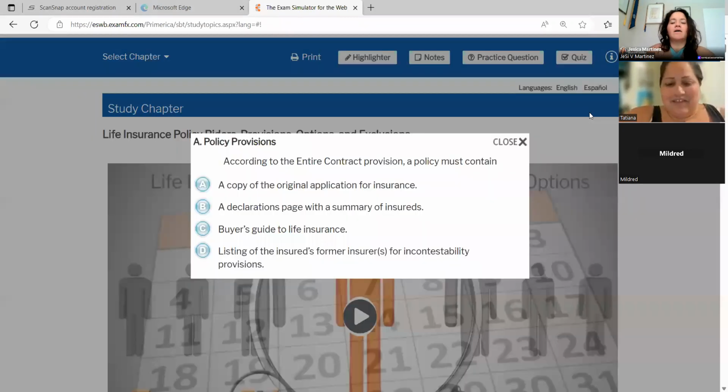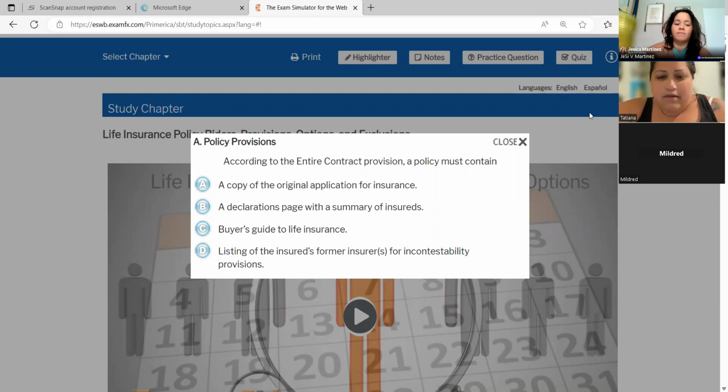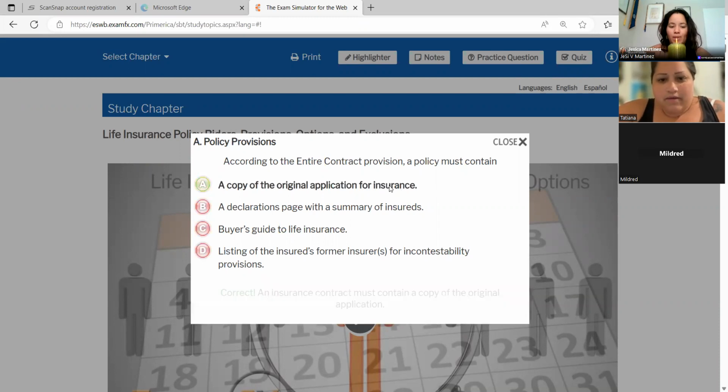Okay. So practice question. According to the entire contract provision, a policy must contain: A, a copy of the original application for insurance; B, a declarations page with a summary of insureds; C, buyer's guide to life insurance; D, listing of the former insurance for incontestability provisions. A. A. Good.